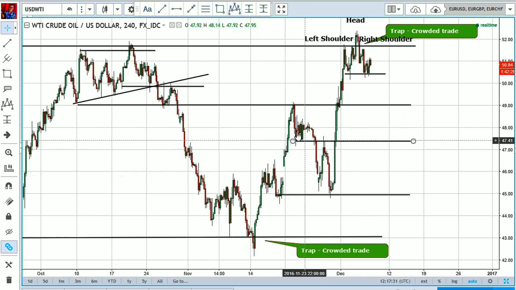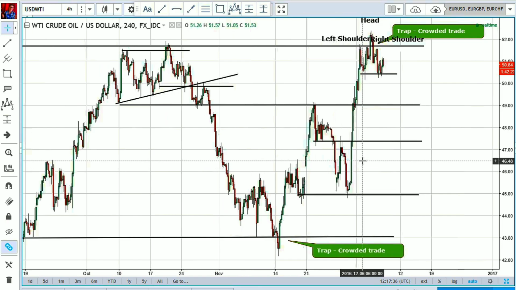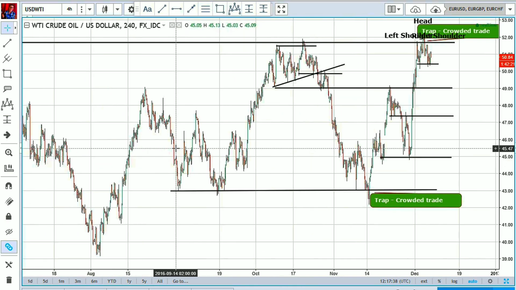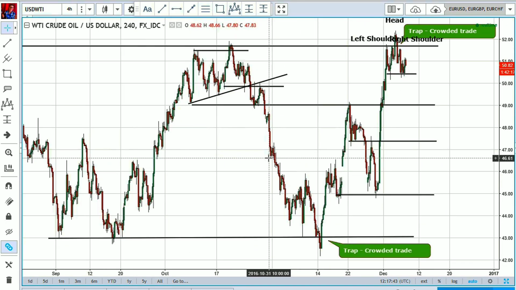You can see here it has been support, it acted as resistance, so there's a good chance that price will again use this level going forward. And so you can use the concept of support and resistance very nicely to make more sense of charts.